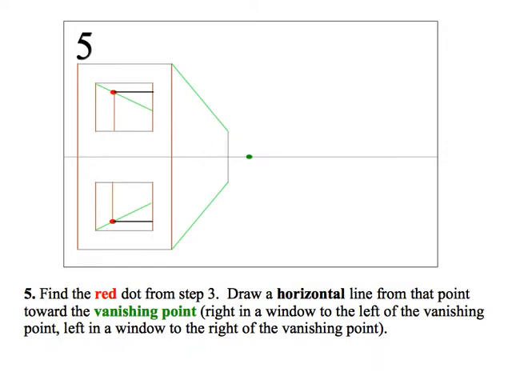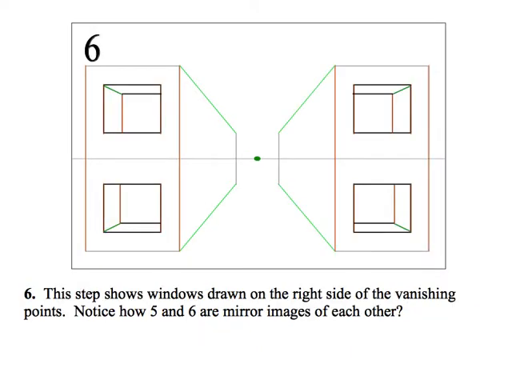Again, find that red dot from step 3. You will draw a horizontal line from that point towards the vanishing point. So that's right in a window to the left of the vanishing point and left in a window to the right of the vanishing point, which we will see. This step shows the windows drawn on the right side of the vanishing point. Notice how 5 and 6 are mirror images of each other.